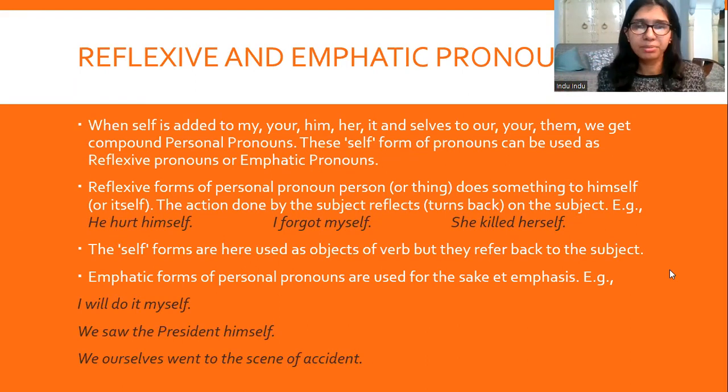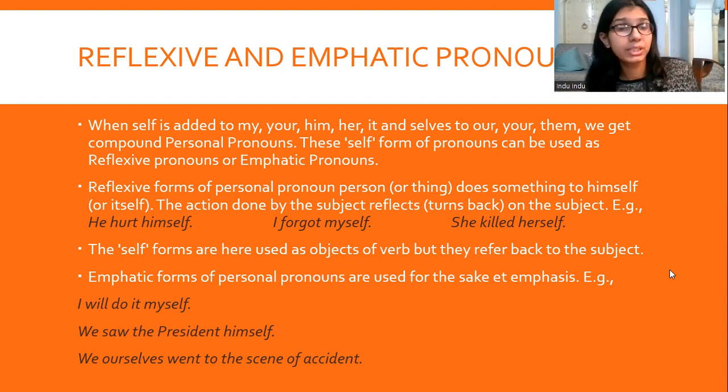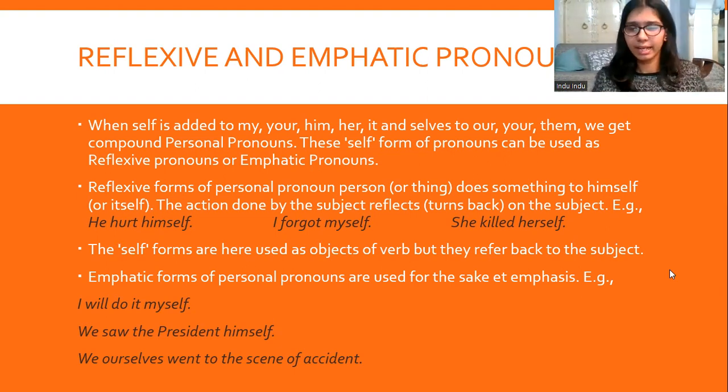We saw the president himself. We saw the president makes total sense in itself, but we are adding himself just to add the emphasis that we saw the president. We ourselves went to the scene of the accident. We could have said we went to the scene of the accident, but we would say we ourselves went to the scene of the accident just to put emphasis on ourselves. So these are emphatic pronouns.